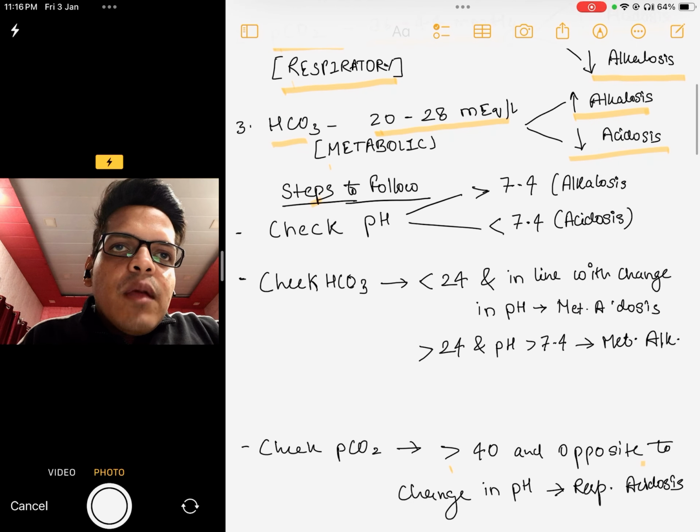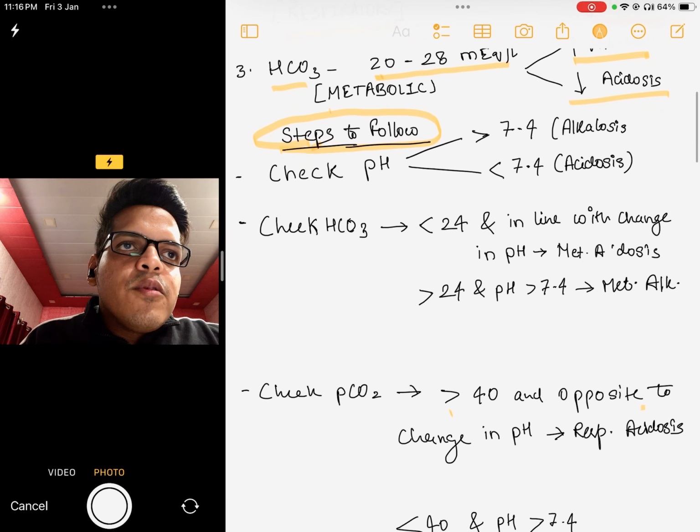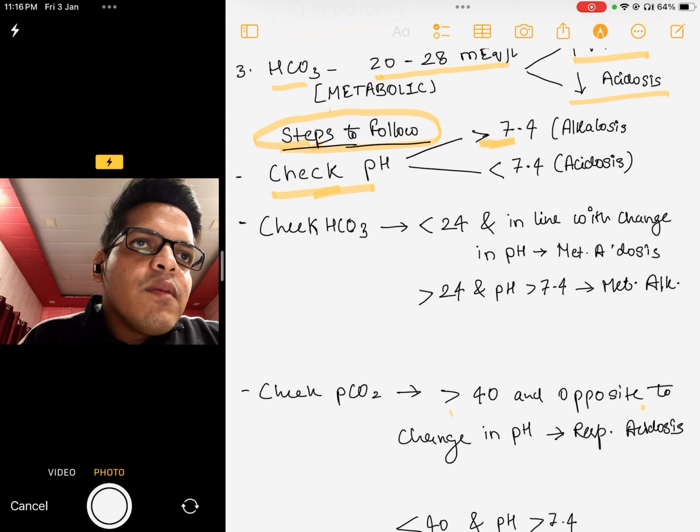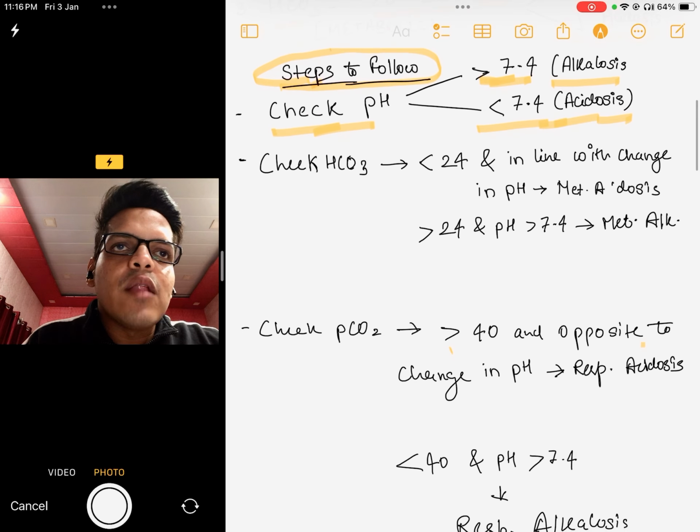Now, the steps you need to follow when you are attempting a question of ABG to come to the right answer. You have to first check the pH. If the pH is more than 7.4, it is alkalosis, 100%. And if it is less than 7.4, it is acidosis. So that's how you rule out.